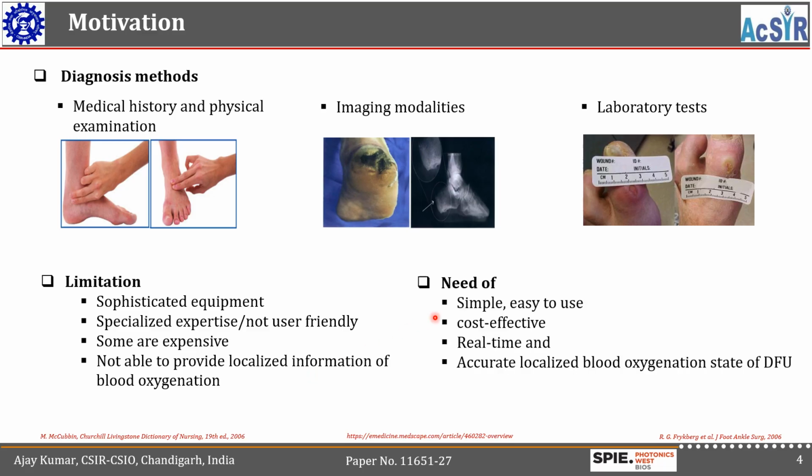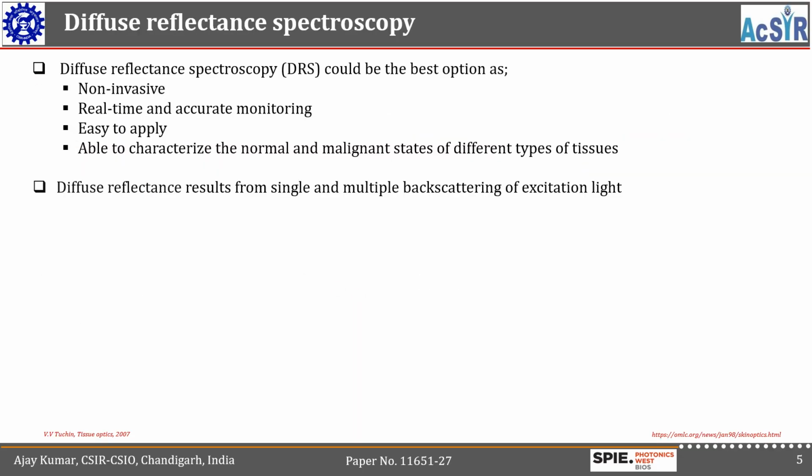Therefore, there is a need for a method which is simple, easy to use, cost-effective, and provides real-time and accurate localized blood oxygenation state of diabetic foot ulcer. Diffuse reflectance spectroscopy could be the best option because of its advantages like non-invasive, real-time and accurate monitoring, easy to apply, and the ability to characterize the normal and malignant states of different types of tissue.